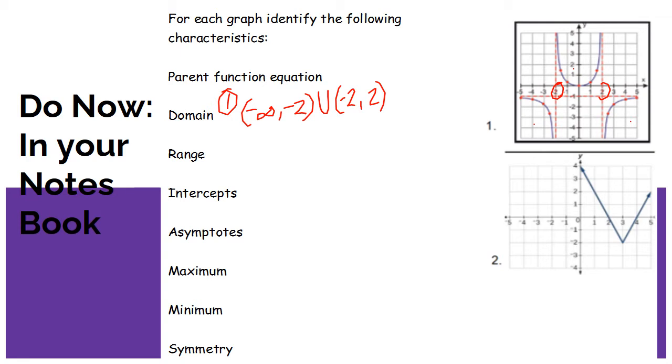And then there's another break. The last piece here is from positive 2, and I go on forever to infinity. So then I have 2 to infinity. Literally, as you're reading the domain, it's in your notes, you're writing it down. Yeah, I know, but I never really got it.